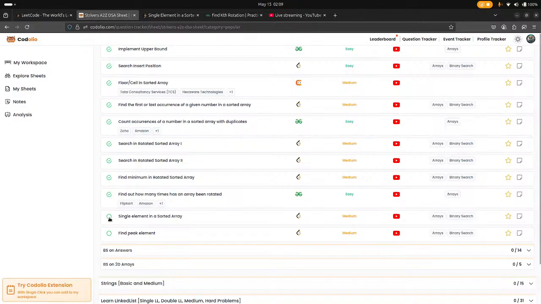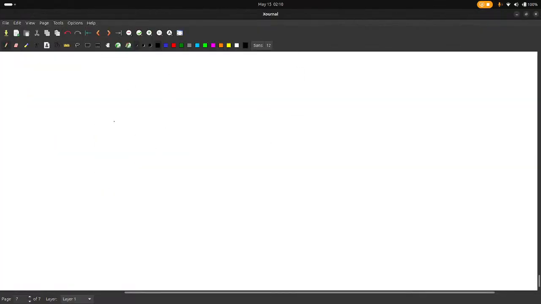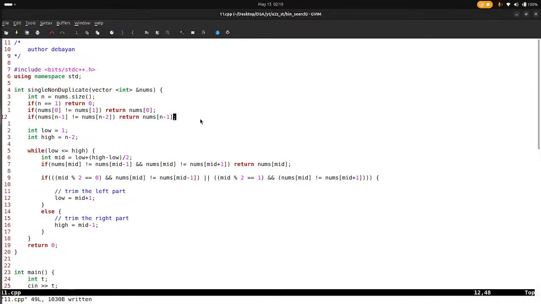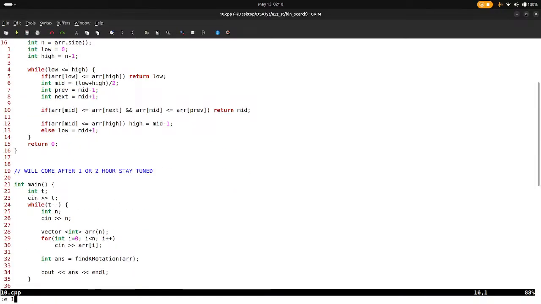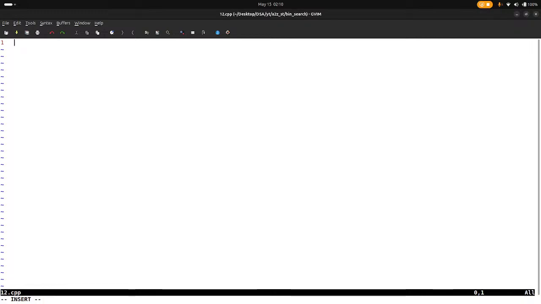Okay, find the peak element. Oh no, you know one thing, this question I have done tons of times. Why? Because this is called the peak element. I mean, this is a value and this is a value. The question that I did at maybe 10.cpp. Yeah, here the same thing I have to do, just changing the equal sign. So 12.cpp.